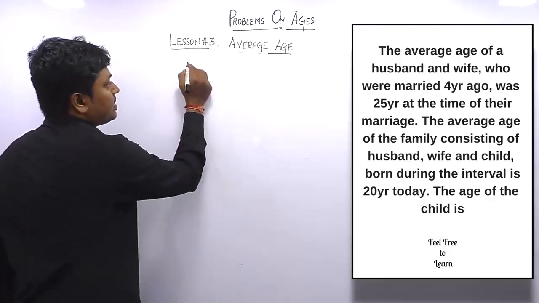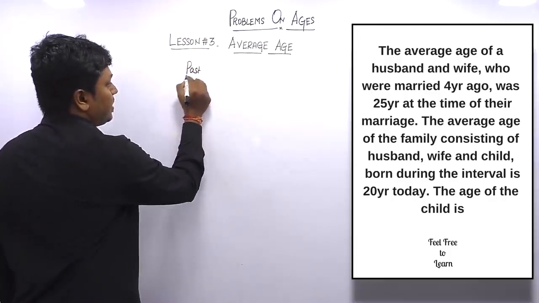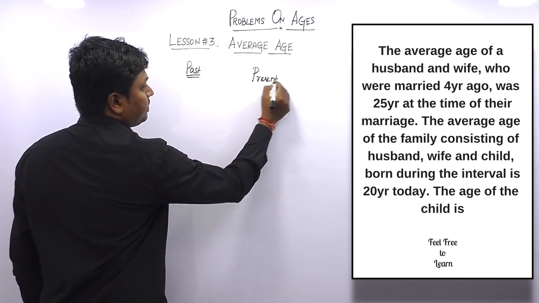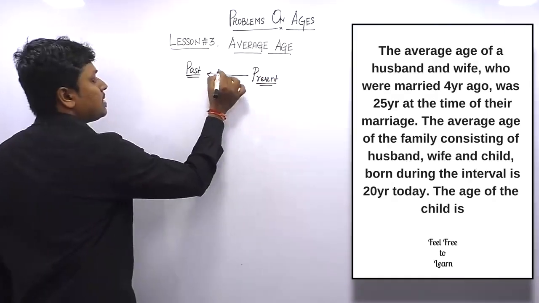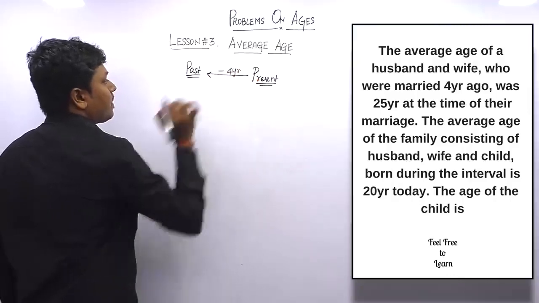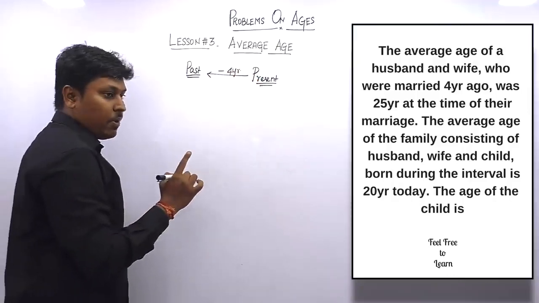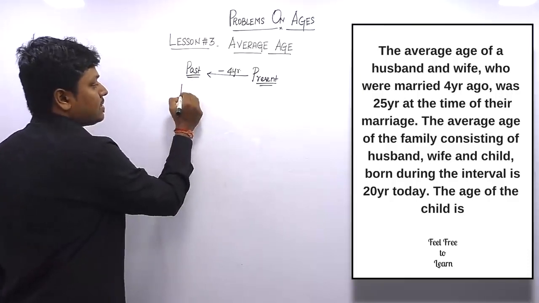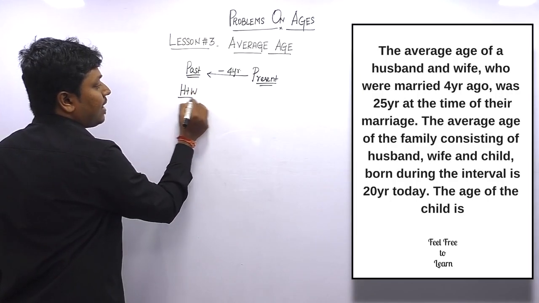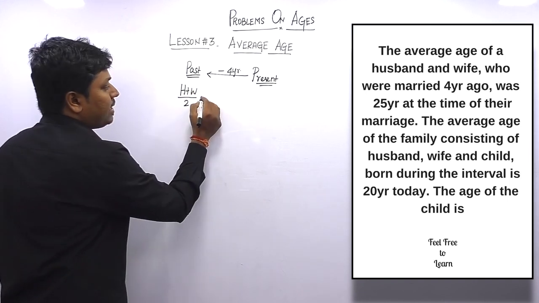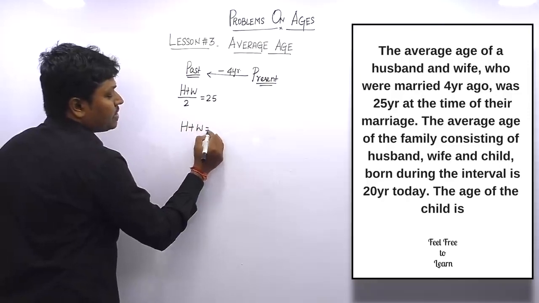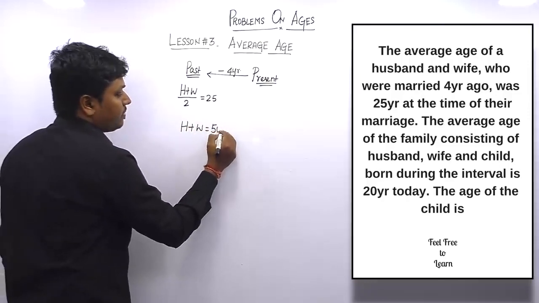So listen here, in the first point they are talking about the past, and in the second point they are talking about the present. So from the present to the past, it's 4 years ago. Now what they are saying, according to the first point, at the time of marriage 4 years ago, the average age of husband and wife is given, that is 25. So we can say at the time of marriage, the sum of the ages of husband and wife will be 50.